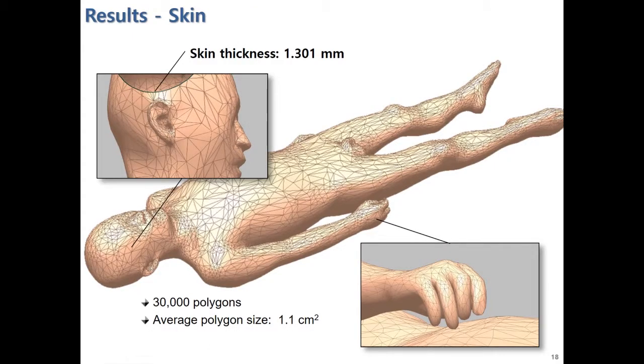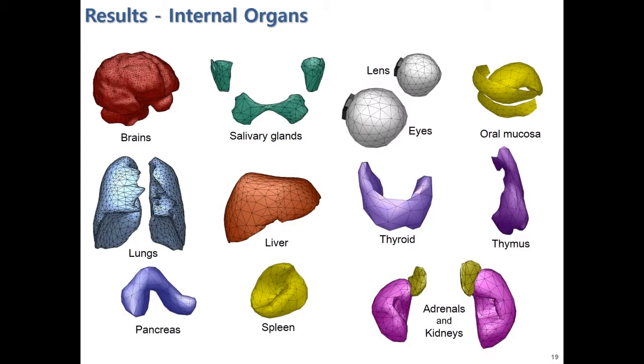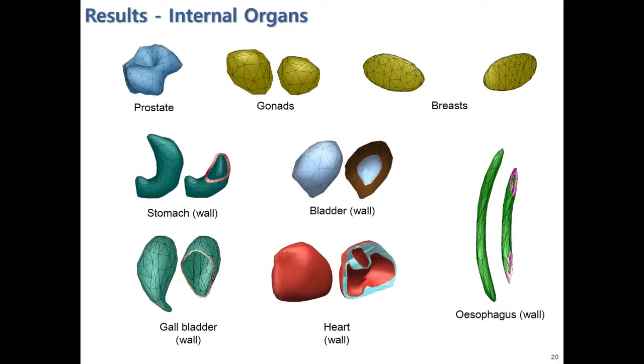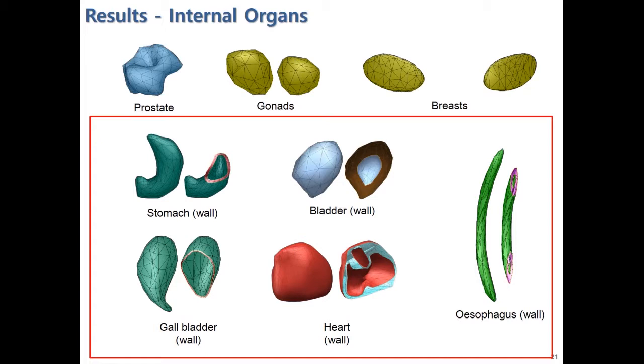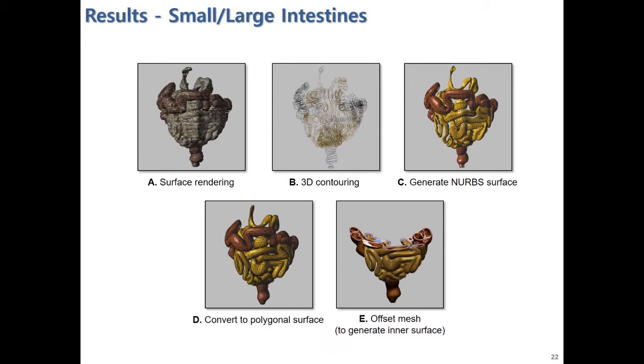This is the result of the converted polygonal mesh model. As you can see, the polygonal mesh skin model can represent the thin structure of real skin without any holes. Next, we can see the constructed internal organs as polygonal models. Like skin models, wall organs also represent their thin wall structure well without any problems. In the case of the small and large intestines, due to their complex shapes, it was impossible to construct polygonal models using the aforementioned method. Therefore, 3D contouring and NURBS modeling methods were used for them.